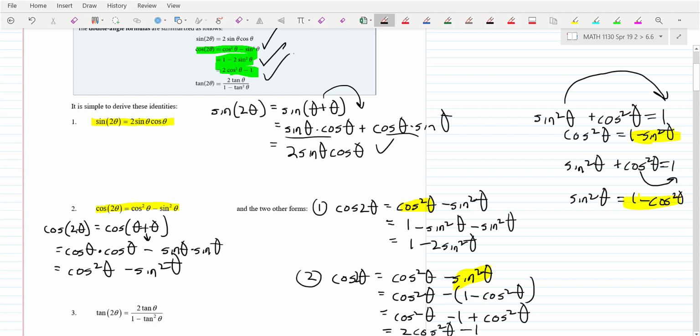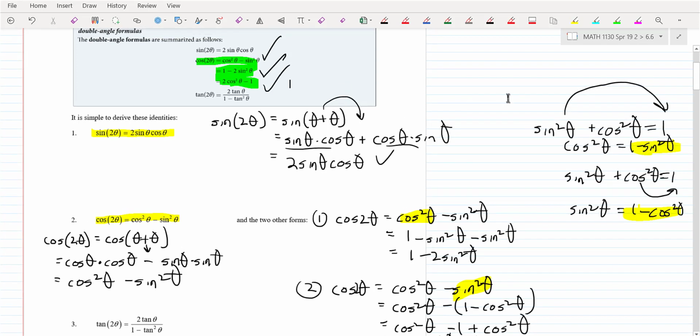Okay? So basically what I tend to do is remember cosine squared theta minus sine squared theta. I don't remember the other two, but I just derive them real quickly. I will give you those three forms of the identity, and sometimes one of the forms makes the problem a little bit easier.